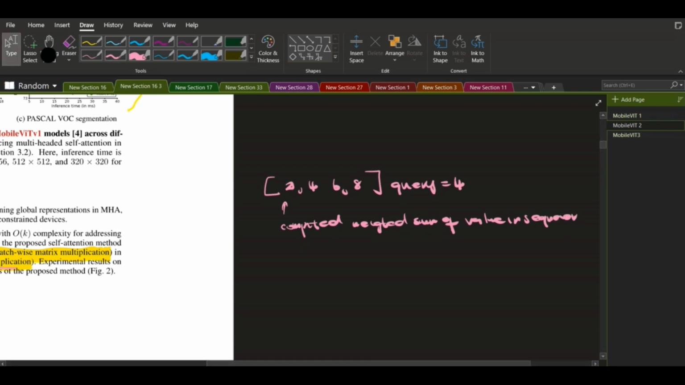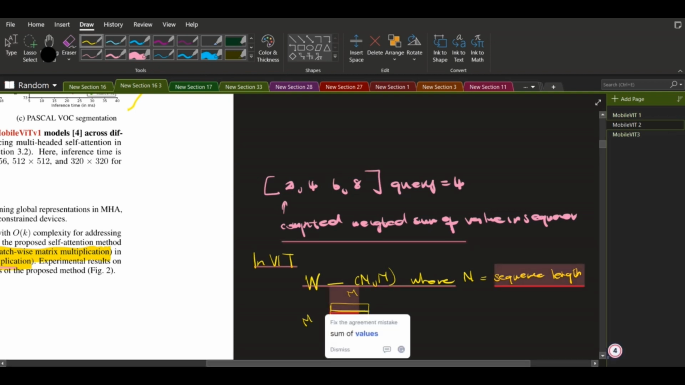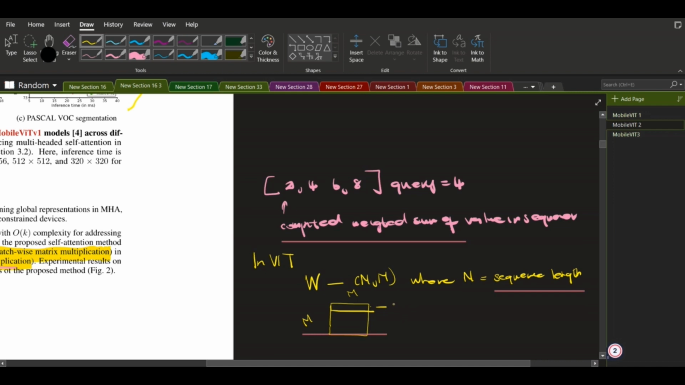I just want to show you the difference between batch-wise multiplication and element-wise summation. In ViT, like in Vision Transformer, let's say you have some sort of weight, maybe this weight is of size n by n, where n is equal to the sequence length. To visualize it, we have n by n. Essentially each row is a vector of how similar each value is to the query. So this here is how similar it is to the query, how similar it is to the query.